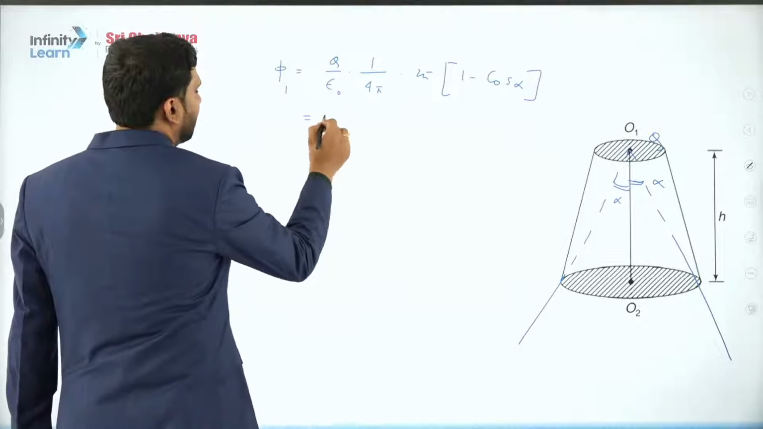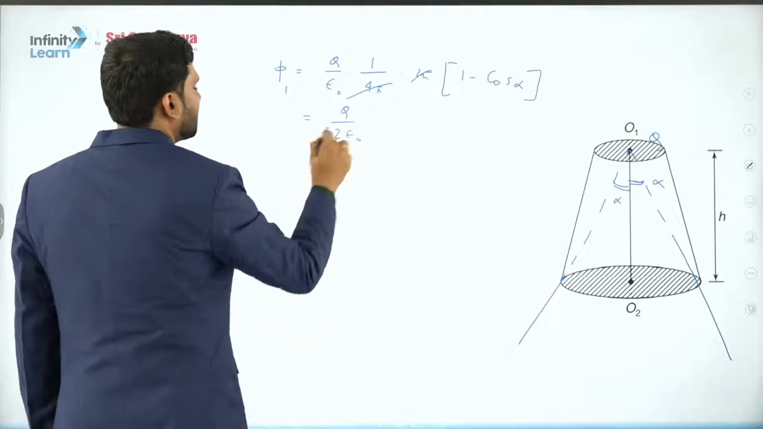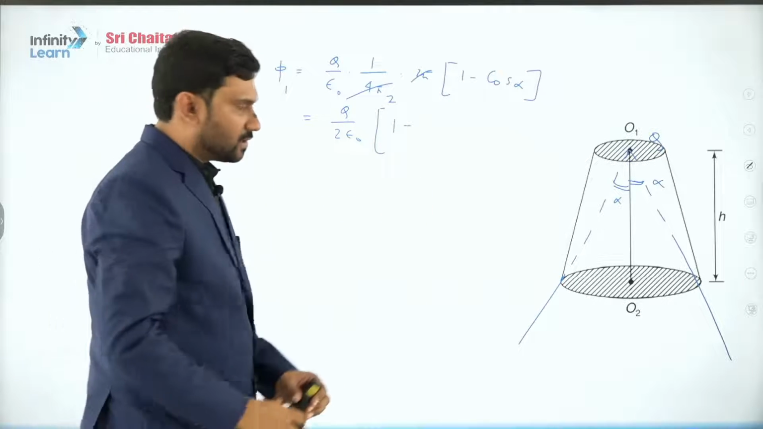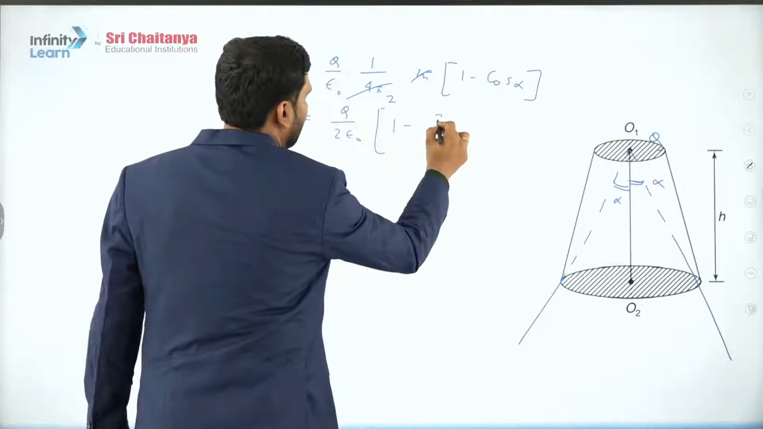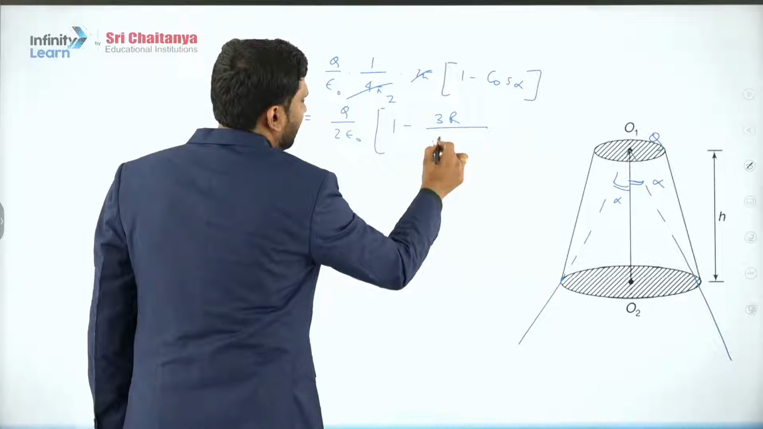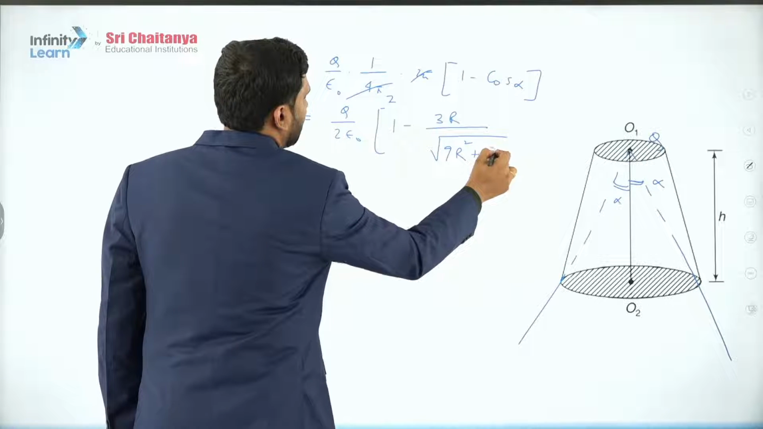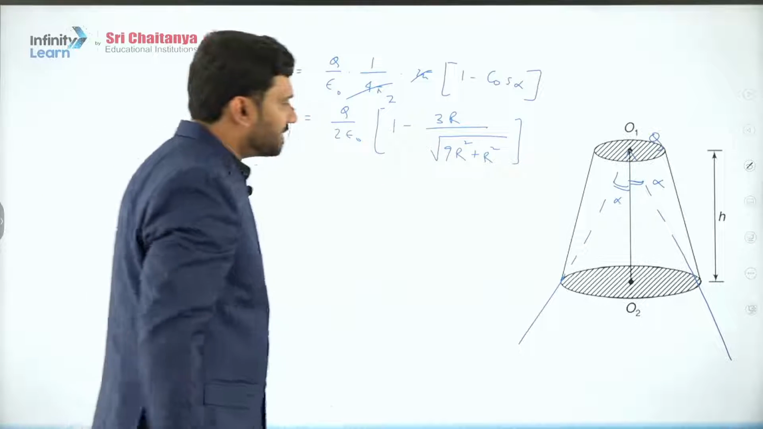So let us calculate how much is cos alpha. We will get an idea. So that is Q by 2 epsilon naught, because this cancels out with 2, into 1 minus cos alpha. Cos alpha is this height, which is given to be 3r, H is given to be 3r, divided by root under 9r square plus r square. So this is phi 1. So phi 1 is done.